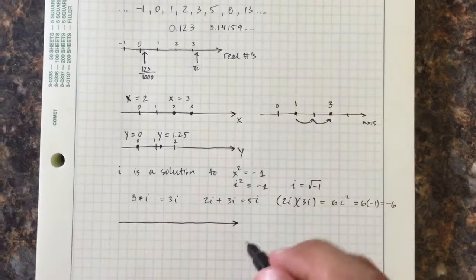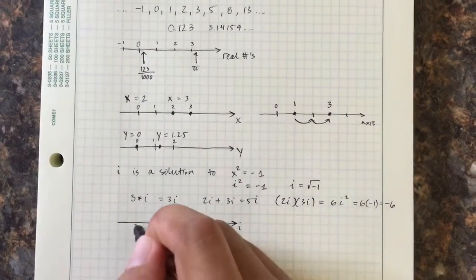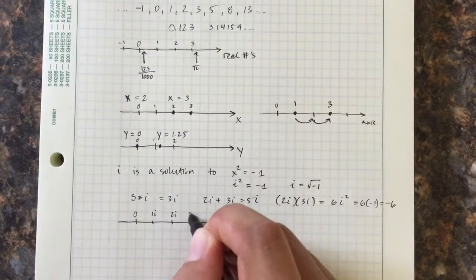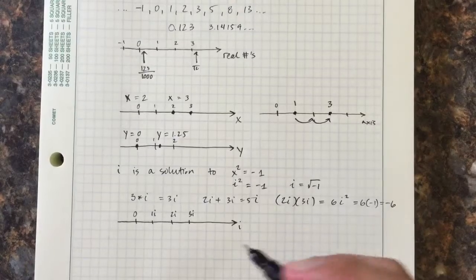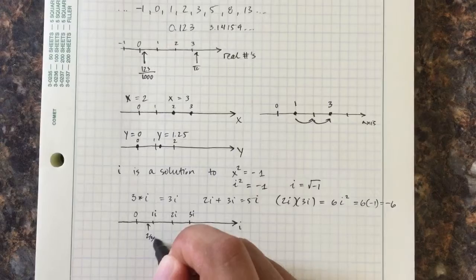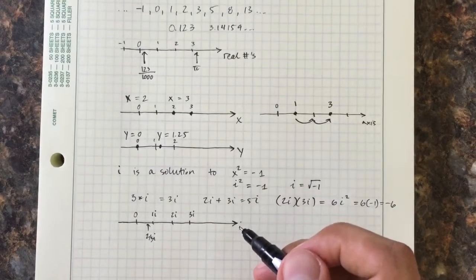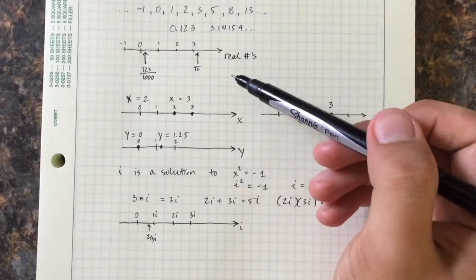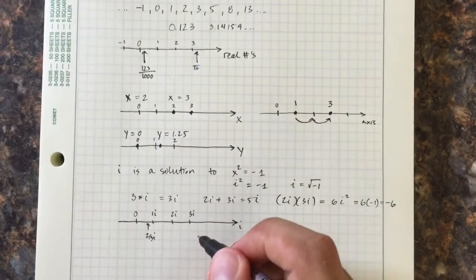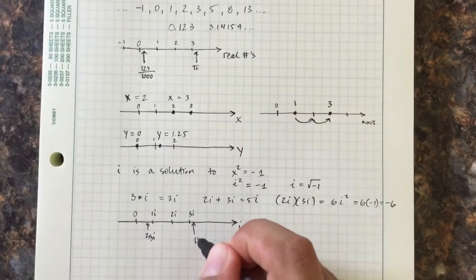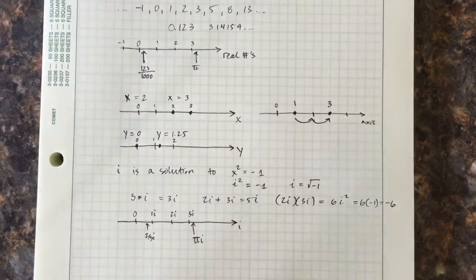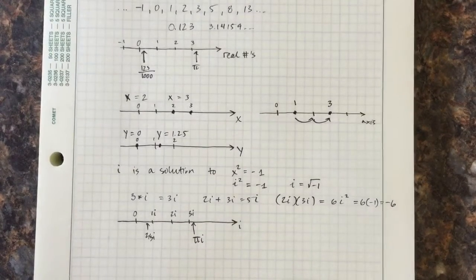Now we can also have an axis where we would plot our i values. All right, so this would be 0i, this would be 1i, 2i, 3i. We can also have fractions of i, say 2/3 i would be right here. And again, any rational or irrational amount of i, we can have pi i. So it works just the same when it comes to an axis.